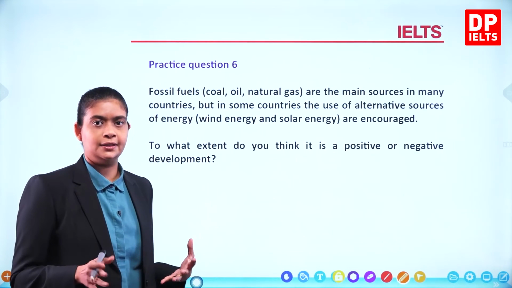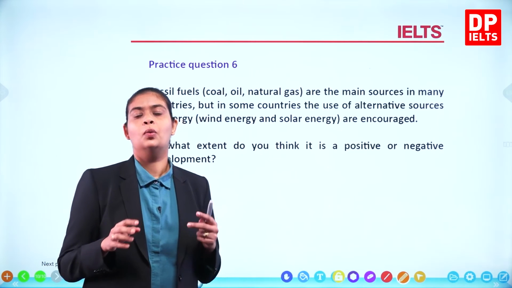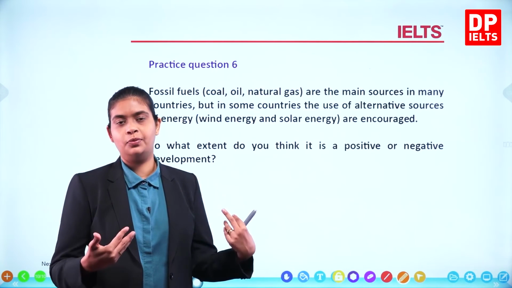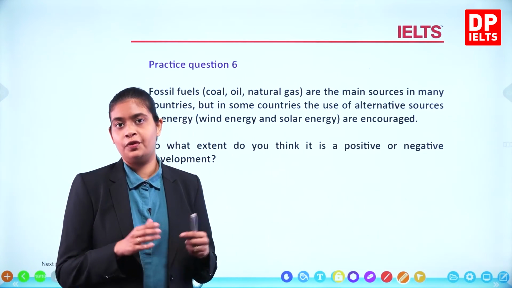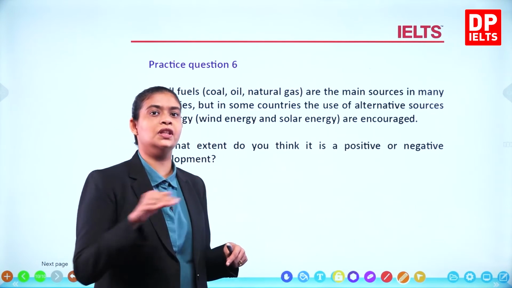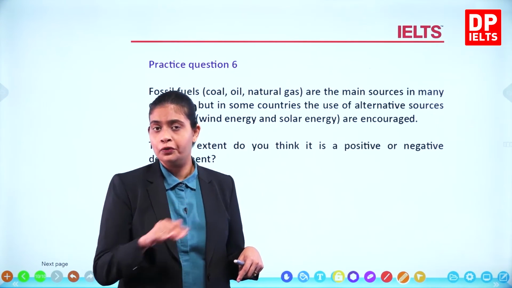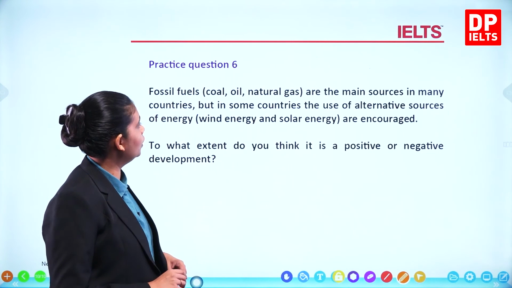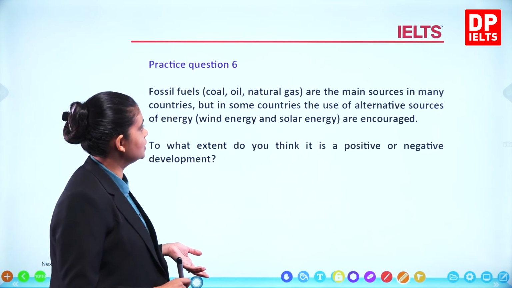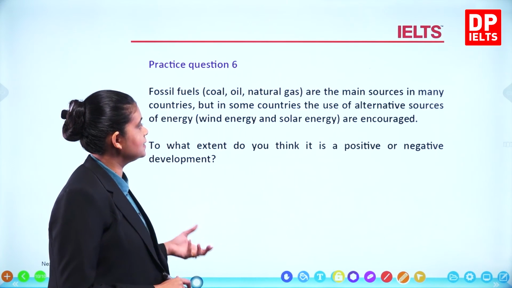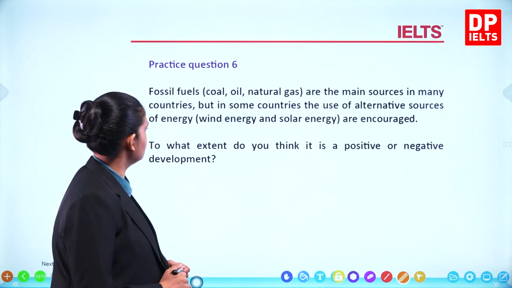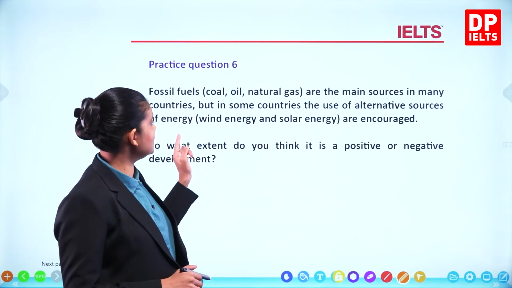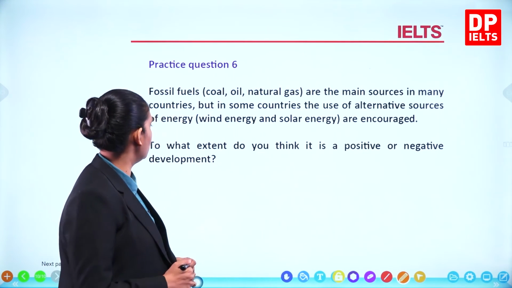Now when you're practicing, it's important that you practice with different topics so that you get exposed to different words and vocabulary, and it helps you to improve your range of vocabulary. Okay, so don't write everything on technology or about kids or about food. Use different topics, right? Fossil fuels, coal, oil, natural gas are the main sources in many countries, but in some countries, the use of alternative sources of energy such as wind and solar energy are encouraged. To what extent do you think it is a positive or negative development?